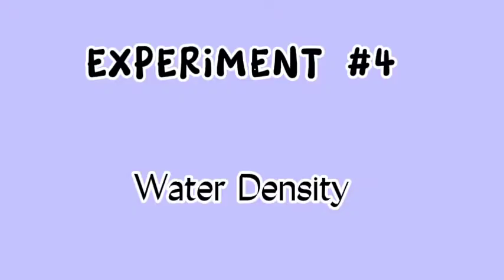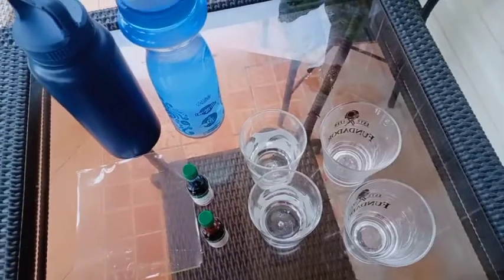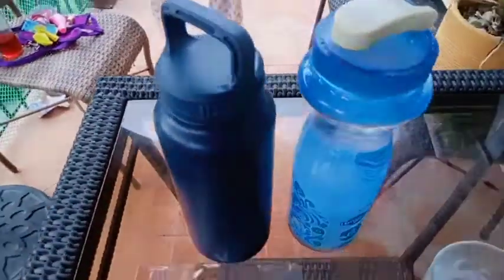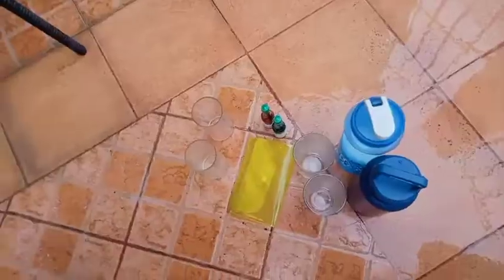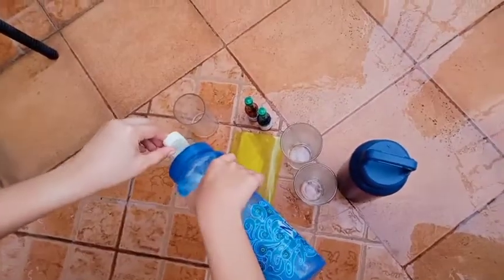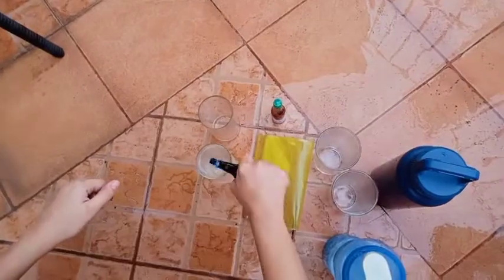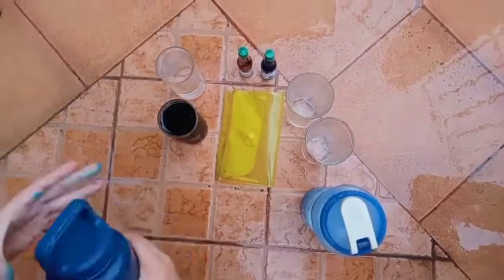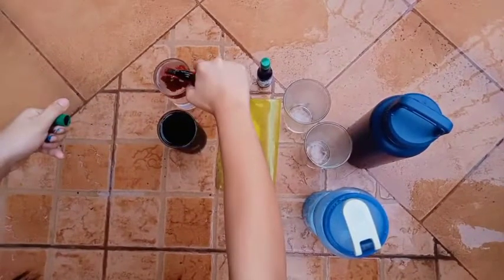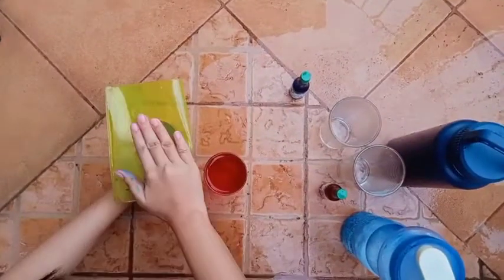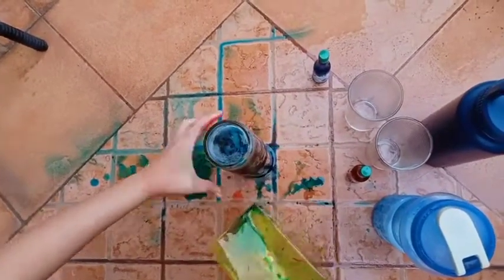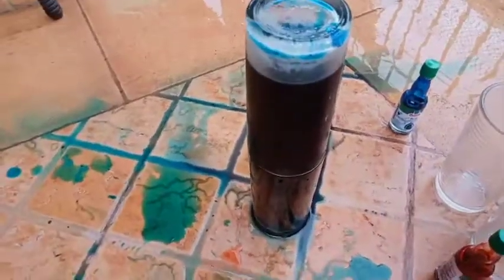For experiment number 4, we have water density. In this, we will be having 4 cups of the same size, 2 food colorings, hot water and cold water, and plastic films. On the first cup, put cold water and put a blue food coloring on it. On the second glass, put hot water and red food coloring on it. Place the cold water on top of the hot water. Observe what happened.